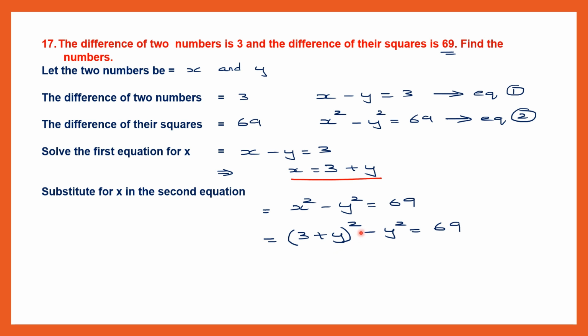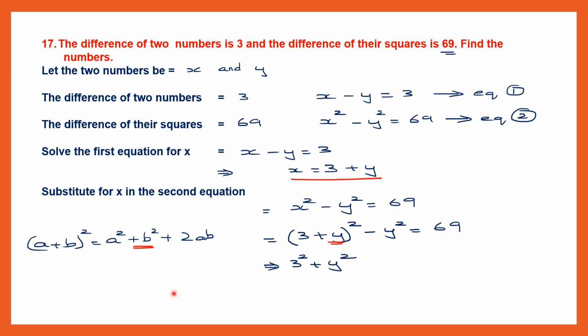Now look at this, 3 plus y the whole square. This has now become an algebraic identity. We can take this as a plus b the whole square. If I have a plus b the whole square, how do I write the identity? This becomes a square plus b square plus 2ab. Here a is 3 and b is y. So we start with a square; a is 3, so a square is 3 square. Then b square is y square.